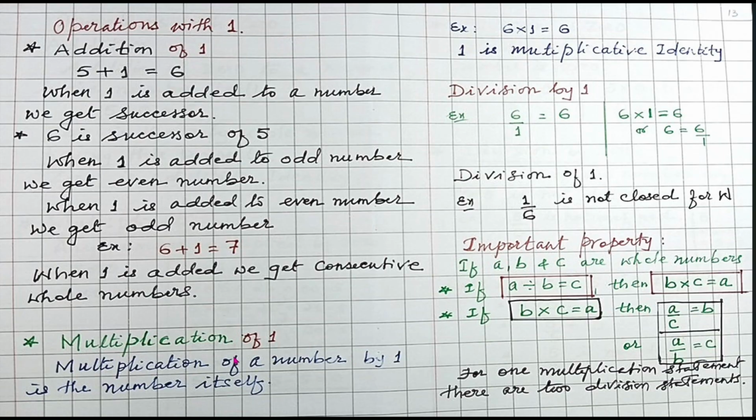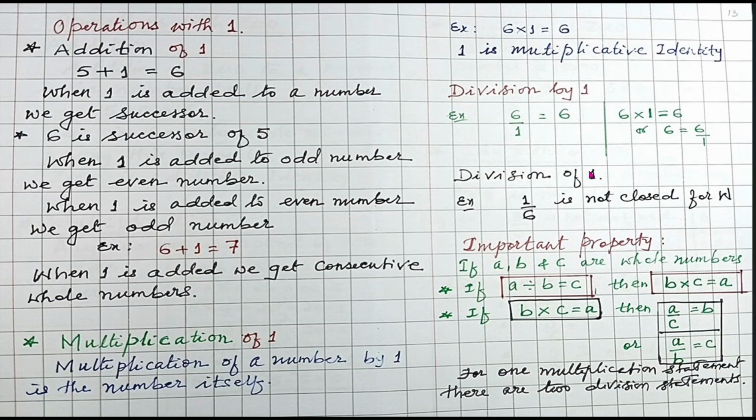Now let us understand the multiplication of 1. Multiplication of a number by 1 is the number itself. That means when I multiply 6 into 1, I get 6, and 1 is the multiplicative identity, very much true or possible in the set of whole numbers. When you divide any number by 1, again we get the same number, because 6 into 1 is 6, 6 divided by 1 is 6 again. So please remember this, division by 1 is again the same number itself, and multiplication of a number by 1 is again the number itself.